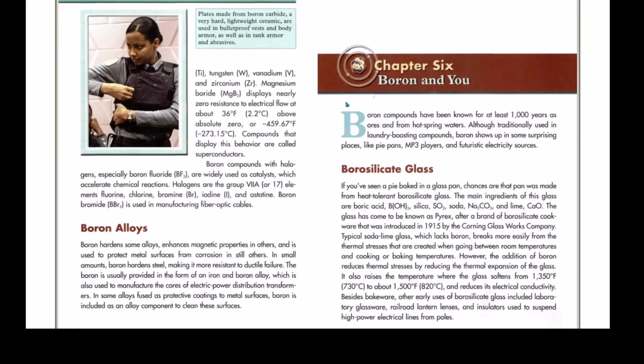Boron compounds with halogens, especially boron fluoride, are widely used as catalysts, which accelerate chemical reactions. Halogens are the group VIIA or 17 elements.